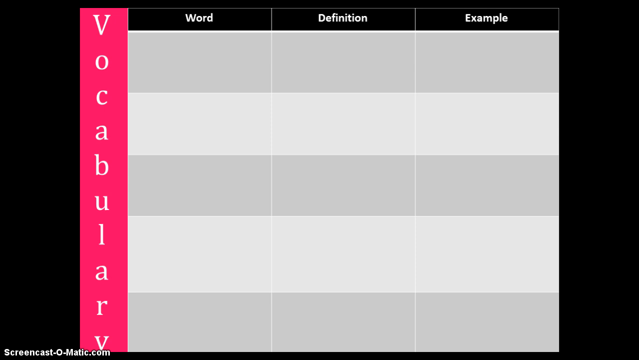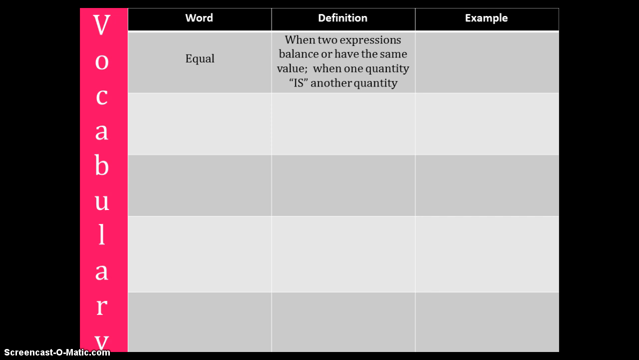Okay, we're going to continue with some more vocabulary. The next word is equal. When two expressions balance or have the same value, we consider them equal. When one quantity is another quantity, that is something that is equal. An example would be 8 plus 5, that's one expression, and that is equal to 13. And 13 would be the other expression. So those two balance or have the same value, meaning they're equal.